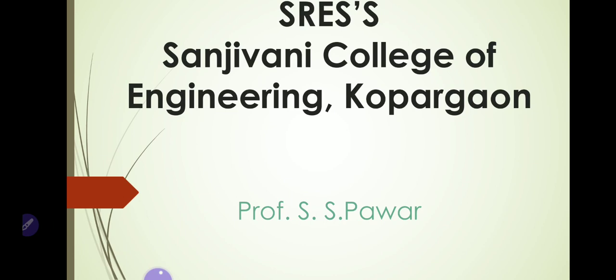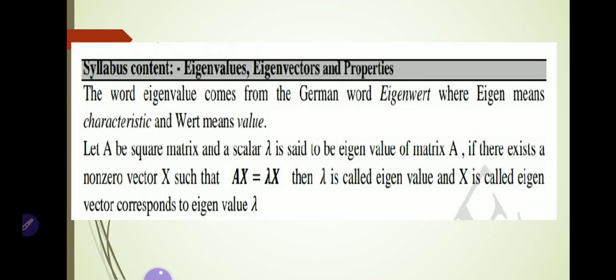In the last video we already learned what is linear transformation, orthogonal matrix, and orthogonal transformation. Then we solved some problems on orthogonal matrix. Today we will start the most important topic of this unit, that is eigenvalues and eigenvectors. So first we will see what is eigenvalue. Our syllabus contents are eigenvalues and eigenvectors and their properties.